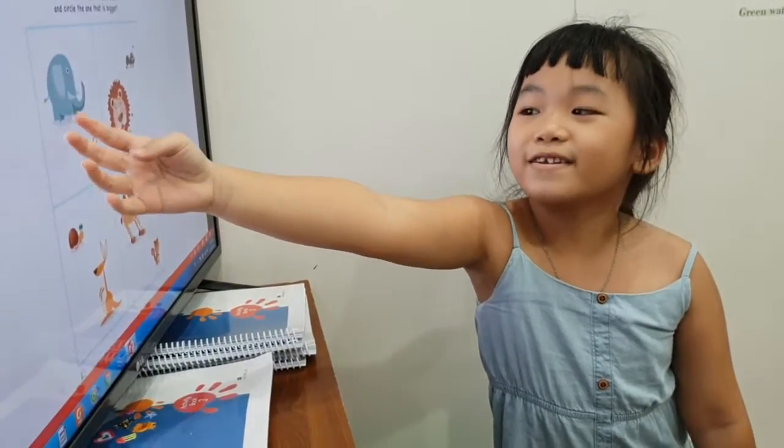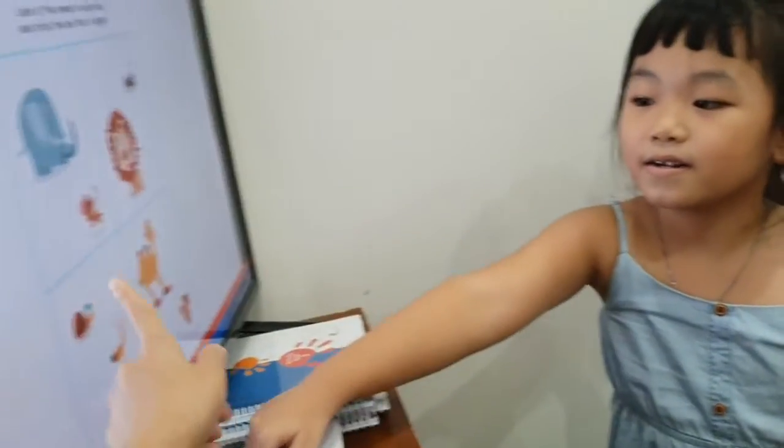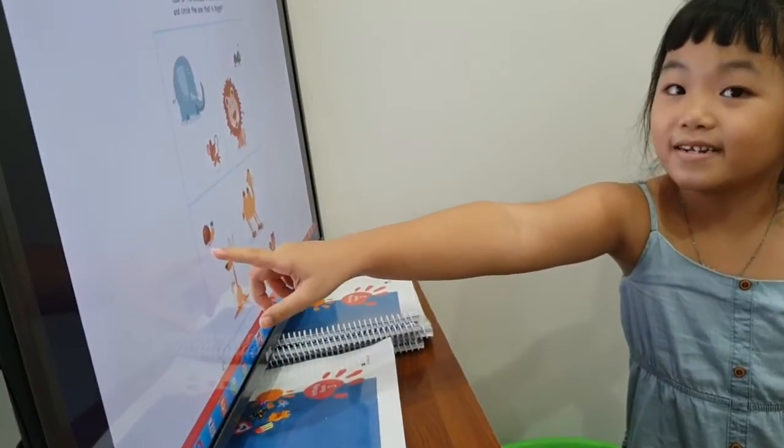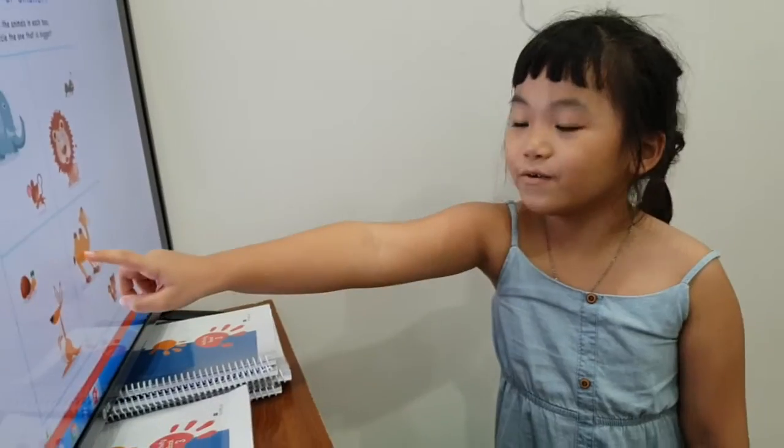This one. Who is smaller? Who is smaller? Good. Who is bigger? Yay, very fast. Good.